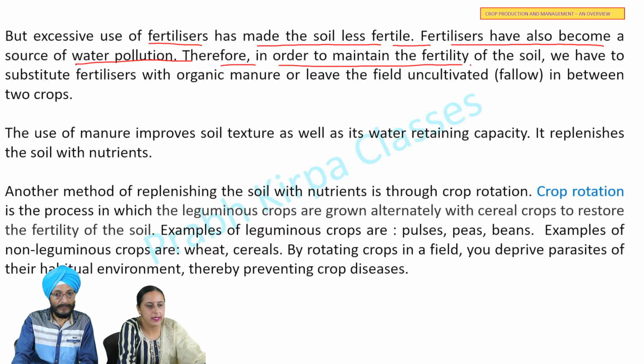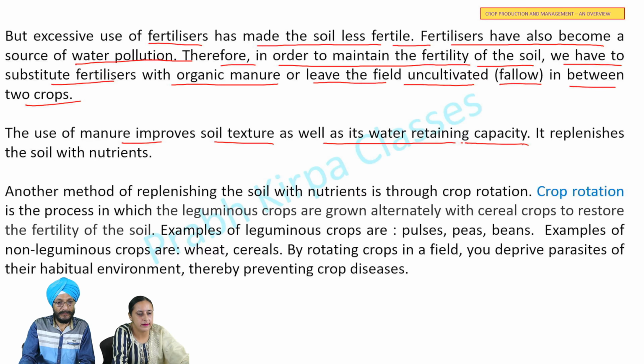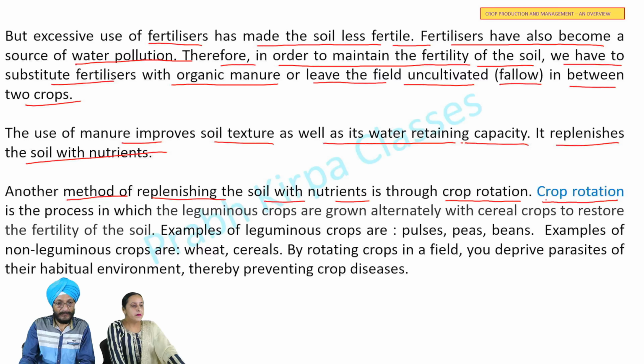Therefore, in order to maintain the fertility of the soil, we have to substitute fertilizers with organic manure or leave the field uncultivated in between two crops. The use of manure improves soil texture as well as its water retaining capacity. It replenishes the soil with nutrients. Another method of replenishing the soil with nutrients is through crop rotation. Crop rotation is an important term and the students may be asked questions about the same in the examination.